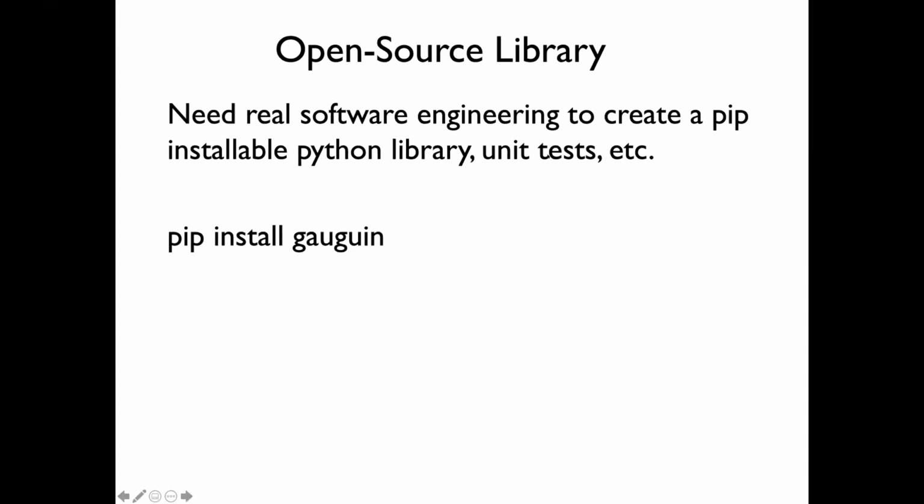But this aspect of the project requires real software engineers. People who can write good code, testable code, maintainable code. Who can package the library in such a way that we can say conda install Gauguin, pip install Gauguin, and everything just works for people. We also want it extendable because people are going to keep on adding new things. So for the open source library, we're really looking for hardcore software engineers. People who know object-oriented programming and unit testing, and real software engineers.